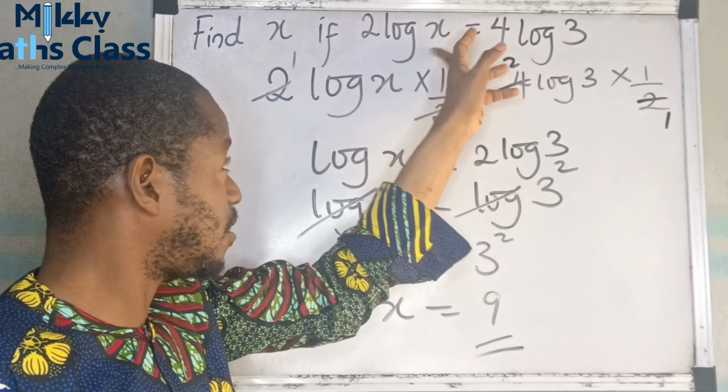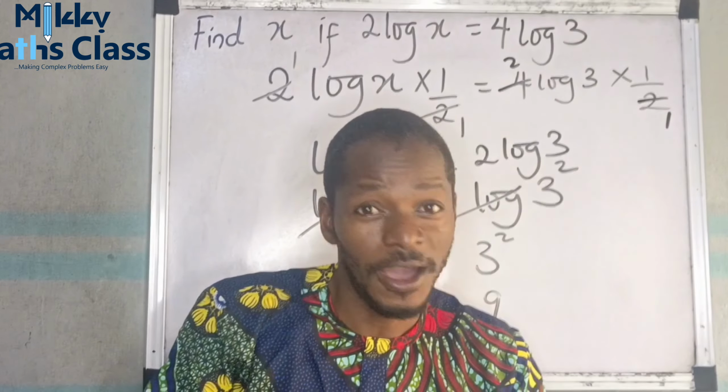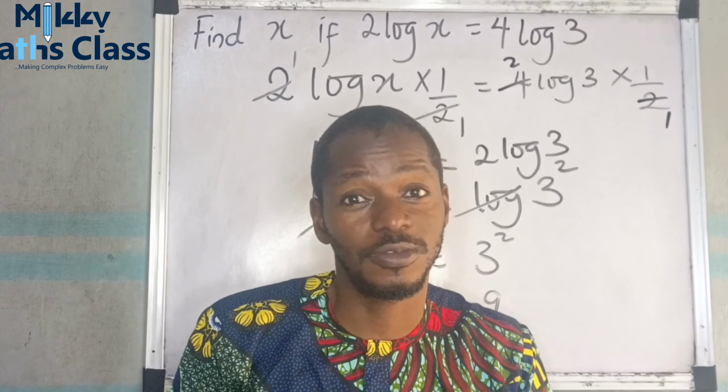That means 2 log 9 is equal to the same thing as 4 log 3. I hope you followed through the solving for today.